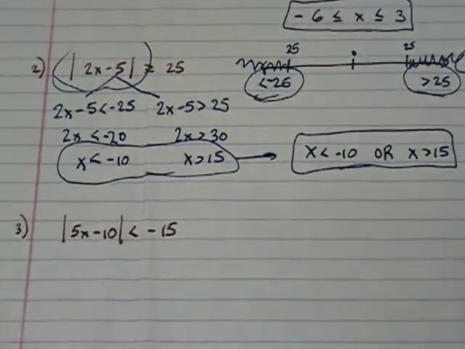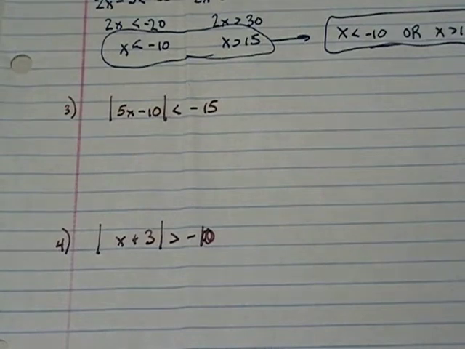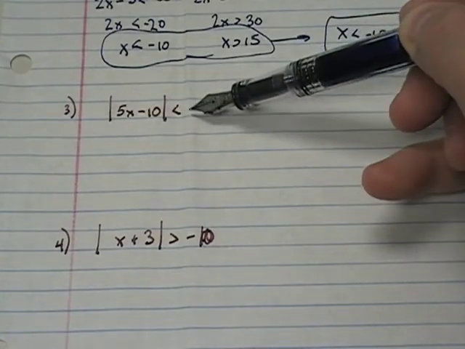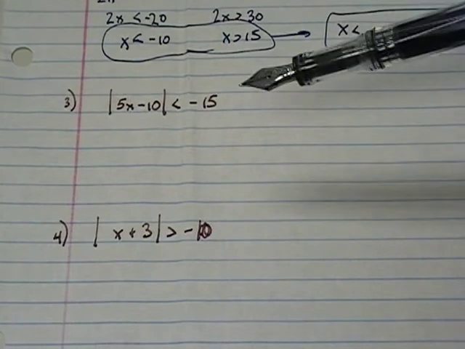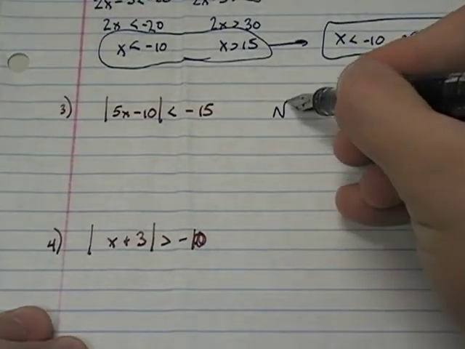For the third problem, we've got the absolute value of 5x minus 10 is less than negative 15. I want you to think about this for a second. Absolute values have to be positive because we're talking about distance. Absolute values can never be less than 0; they cannot be negative. So what I'm saying here is this quantity must be less than negative 15, smaller than 0. That is not possible, and so the answer here would be no solution.